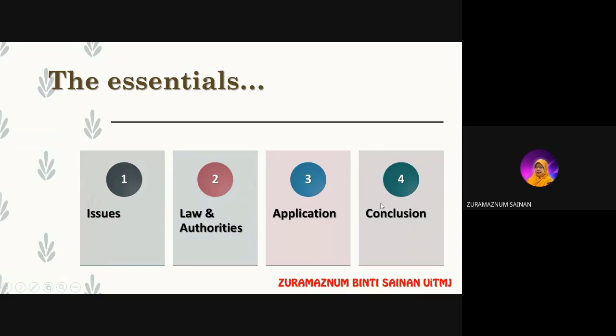4 components, or what I call 4 elements. First, you must have the issues, number 1. Second, you must have the law and the authorities. Law and authorities means the relevant principle of law. And then if you have the law, that means its sections and cases. So that is what law and authorities relating to the issues means.